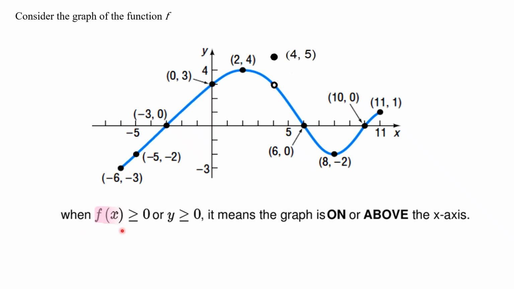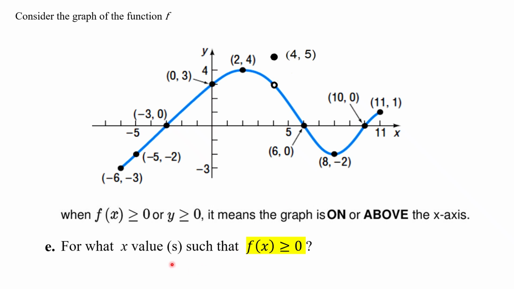When f of x is greater than or equal to 0, or y greater than or equal to 0, it means the graph is on or above the x-axis. So if we're looking for the x value such that f of x is greater or equal to 0, we have to include all the values of x on the x-axis. So x is in the intervals -3 up to 6, union 10 to 11.